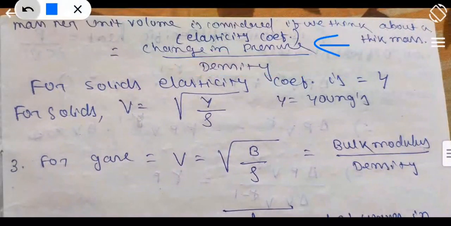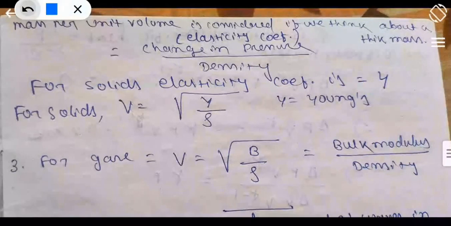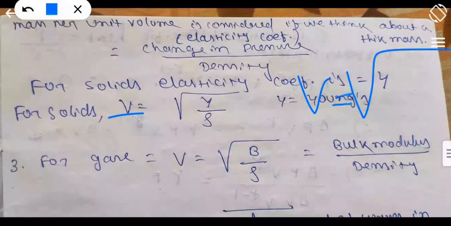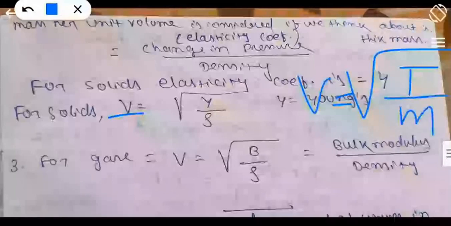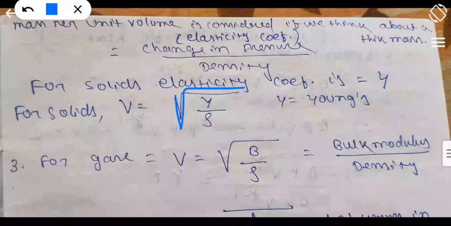Now for solids, generally what are we taking? Young's modulus. So for solids, the elastic coefficient is Y. So what will the V formula become? Root over of something, tension upon mass, like this. This is the general formula. So this formula is also V equal to root over of Young's modulus divided by rho, the density.